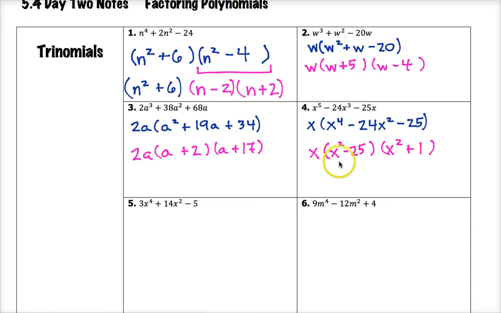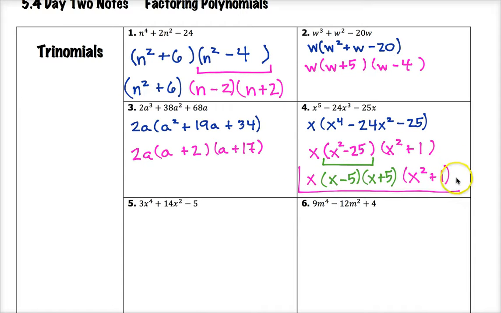Look for differences of squares. We do have a difference of squares here. x squared minus 25 factors into x minus 5 times the quantity x plus 5, so we can factor that further. We cannot factor x squared plus 1 because that's a sum of squares, and sums of squares don't factor, so that just gets brought down, as well as the x. So this would be your final answer for number 4.